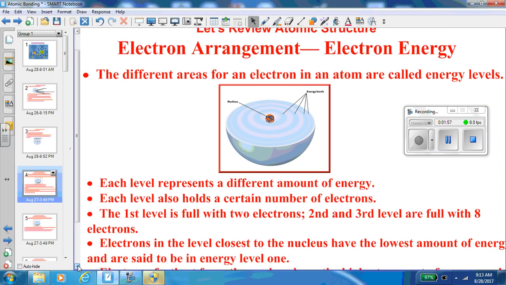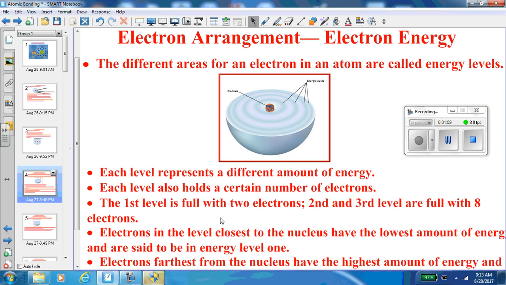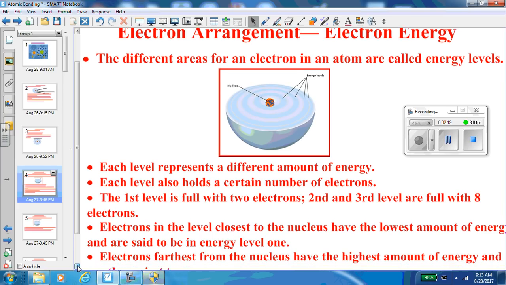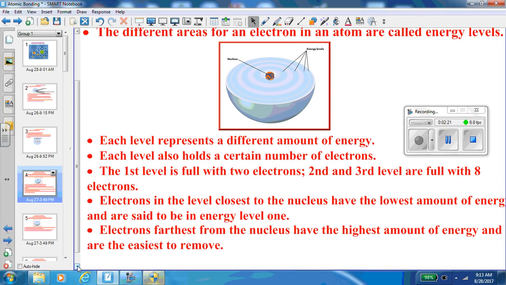We've learned from last week's lesson that the first level is full with 2 electrons, and then the second and third levels are full with 8 electrons. Electrons that are closer to the nucleus have a lower amount of energy, and they're said to be at energy level 1. Now, as you get further away from the nucleus, those electrons are going to have a higher amount of energy and be a little bit more excited, and that's why it's going to be very easy to remove these electrons from the atom when bonding occurs.